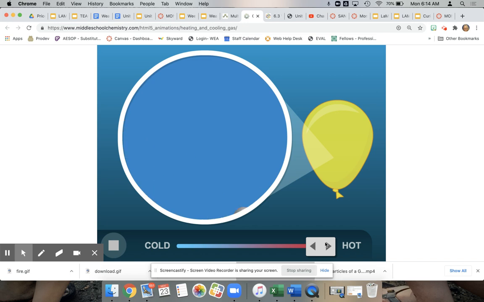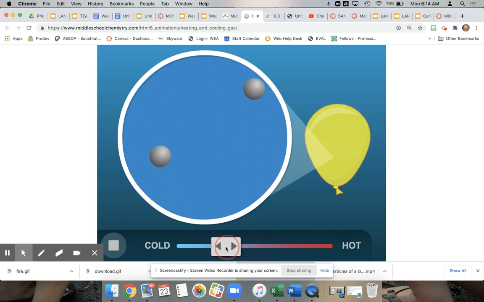Now let's take a look at what happens then to the size of the balloon. As I move this toggle switch and make it colder, not only do the molecules slow down, but notice the size of the balloon decreases. This has to do with pressure. Slower moving molecules are going to exert less pressure on the sides of the balloon. And so therefore, the balloon is filled with the air.